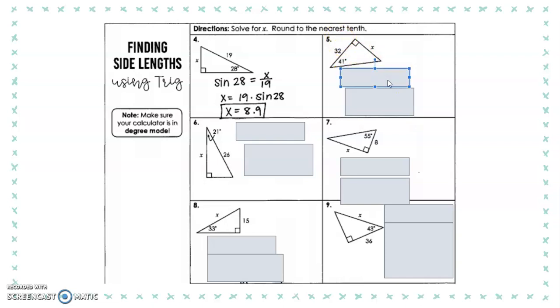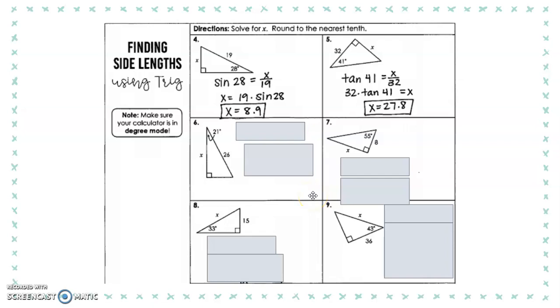When I write that out, I'm going to have the tangent of my angle, so tangent of 41, equals x over 32. Again, we're going to solve this equation for x by multiplying by whatever our denominator is. When I do that, I have 32 times the tangent of 41 equals x. I plug that right into the calculator, and then I round to the nearest tenth.